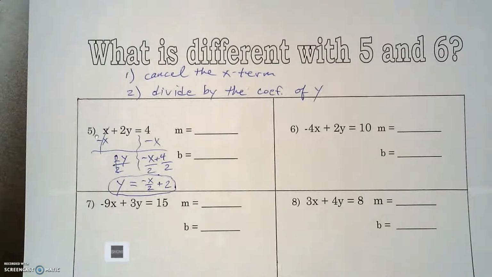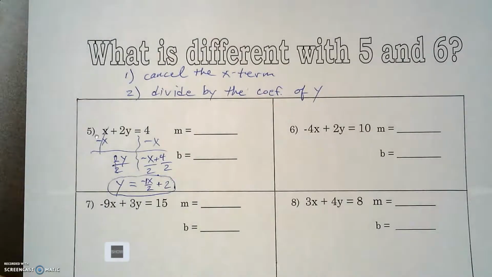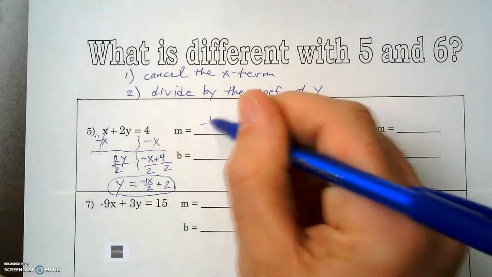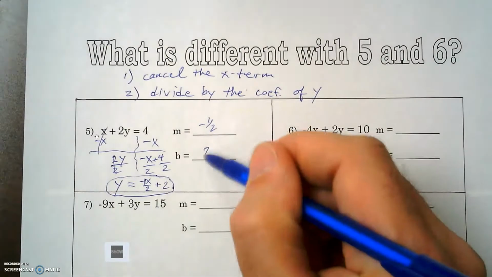Now, we have to identify the slope. Well, wait, what in the world's the slope? There's no number there. Well, I can sneak a 1 in there. It's actually negative 1/2. Don't write x on there. People like to write x with the slope. Slope is a number, just a number. Okay, and b, the y-intercept, is that 2.